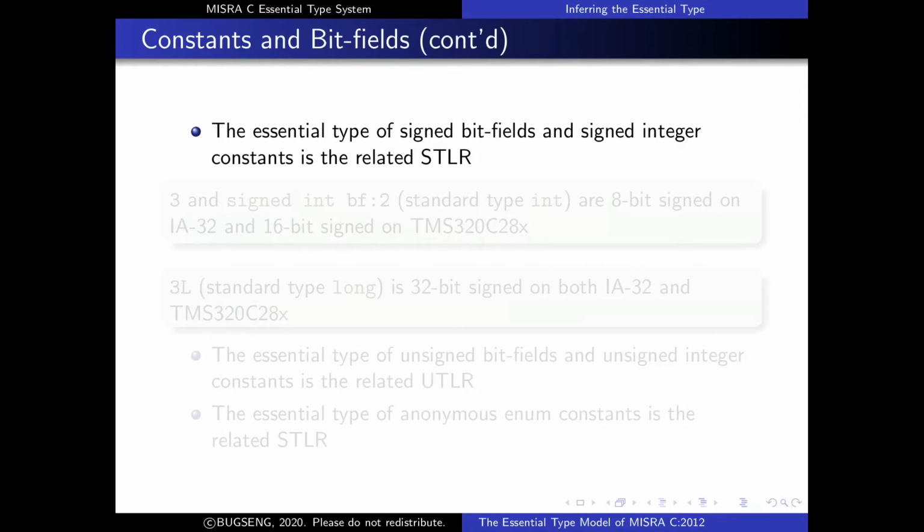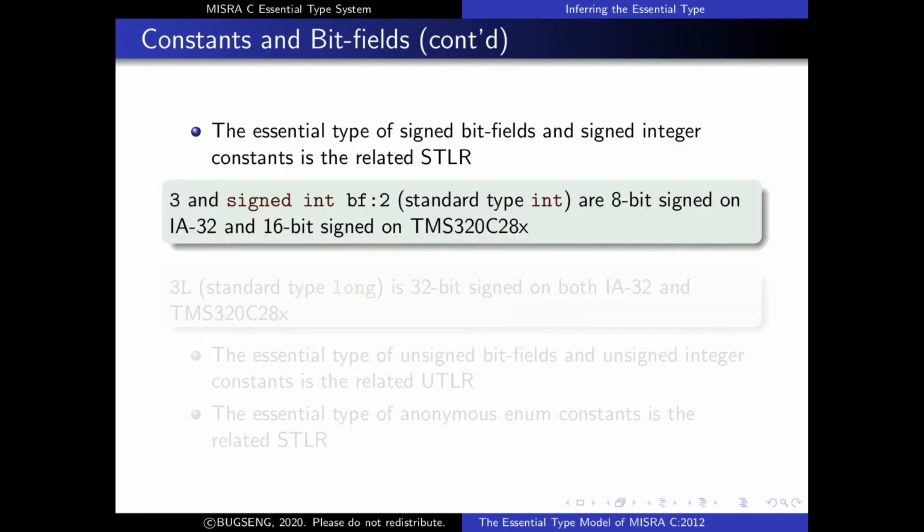So the essential type of signed bit fields and signed integer constants is the related STLR. So let's take an example. The constant 3 has type signed int. And similarly, for a bit field of size 2, declared signed int df colon 2, they both have standard type int, but the STLR is a signed character.